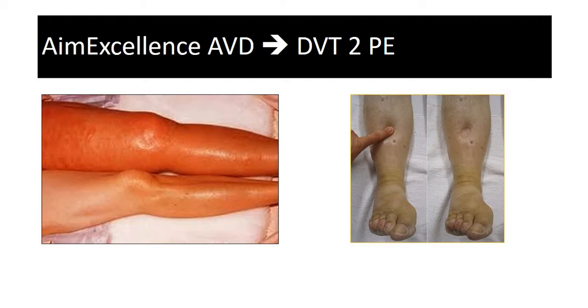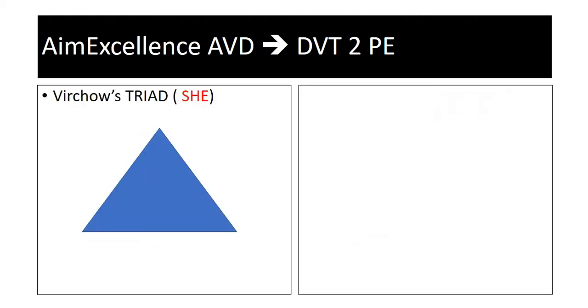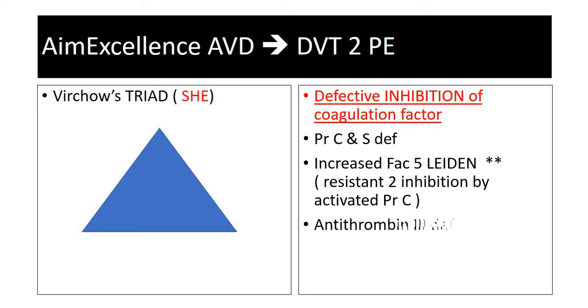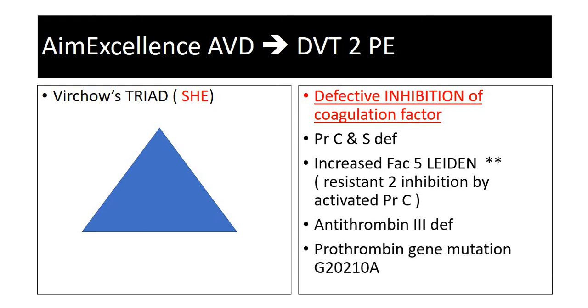So let's go about the pathogenesis of this condition. Remember this triangle. This is the Virchow triad, and the mnemonic is SHE: stasis, endothelial injury, and hypercoagulability. All these three things lead to clot formation. Exactly what is happening? There is increased clot formation due to inhibition of anticoagulation factors. So there will be protein C and S deficiency, antithrombin 3 deficiency too, and there will be a mutation in the prothrombin gene.